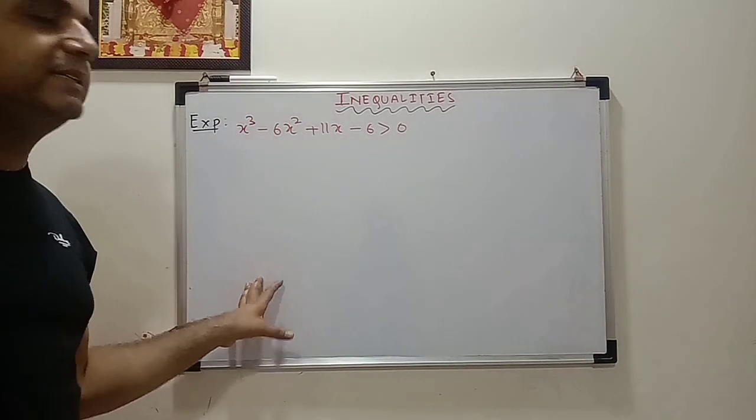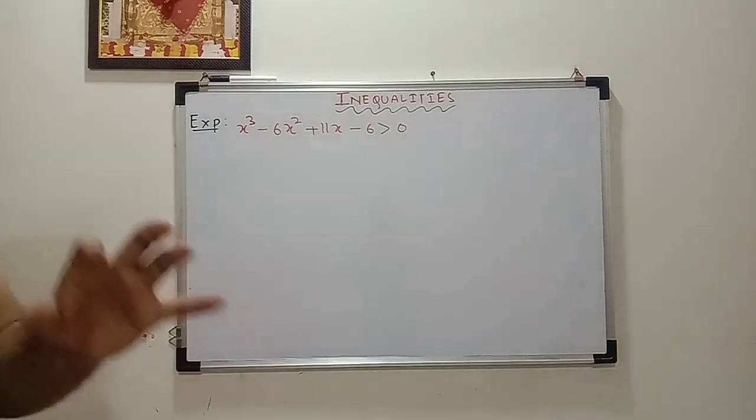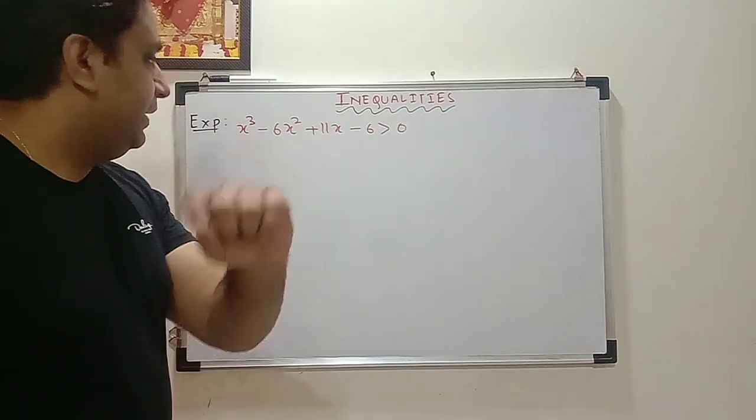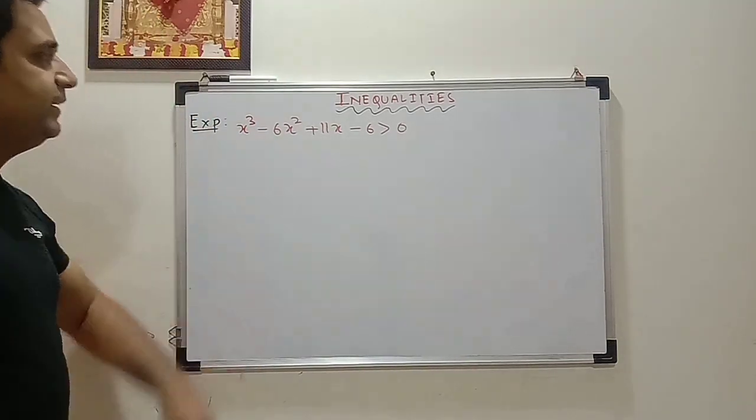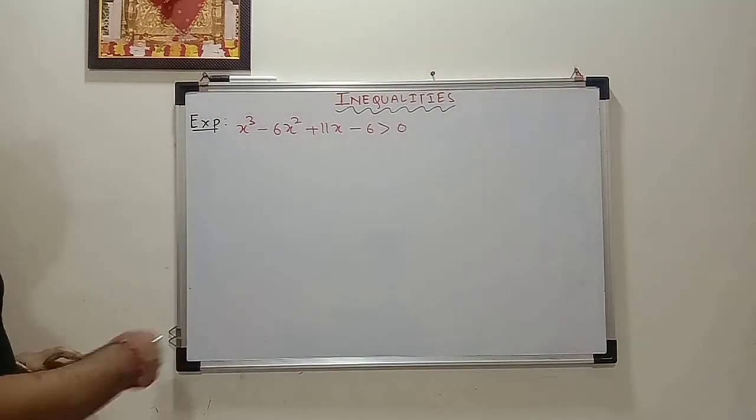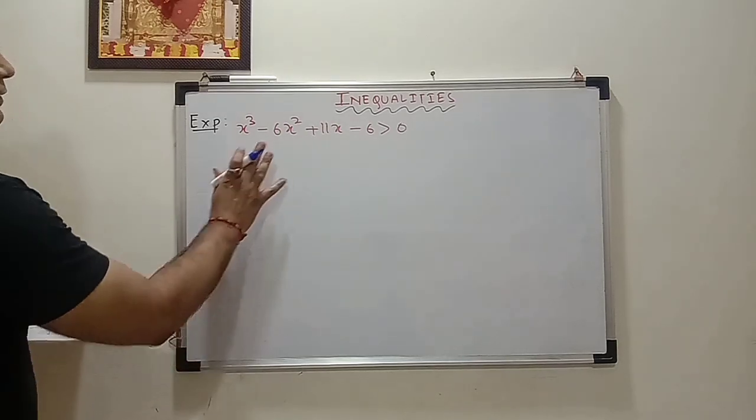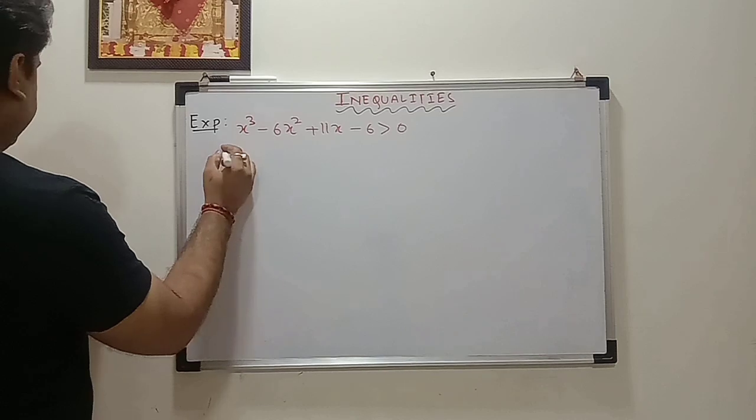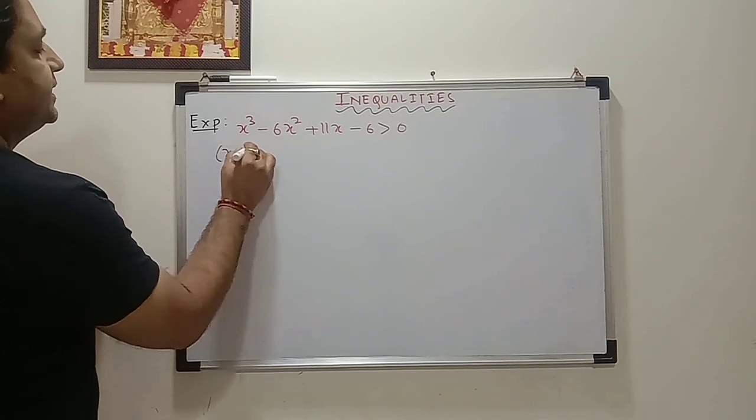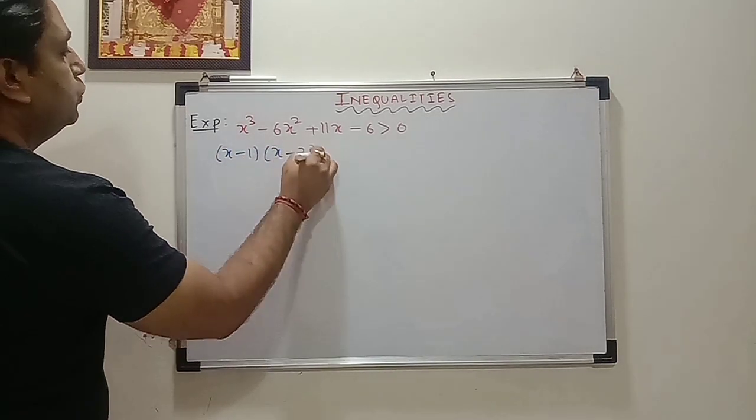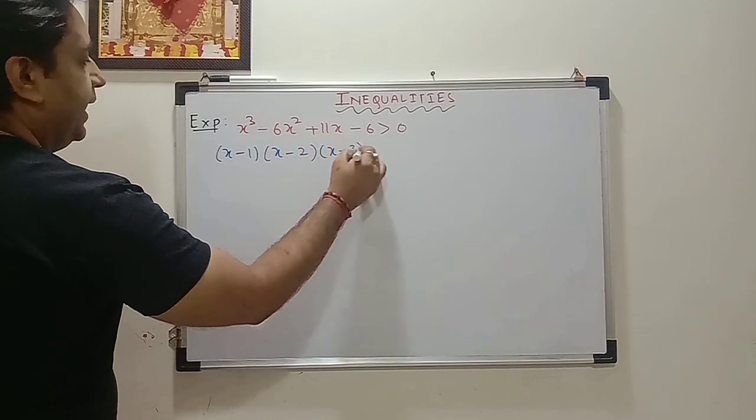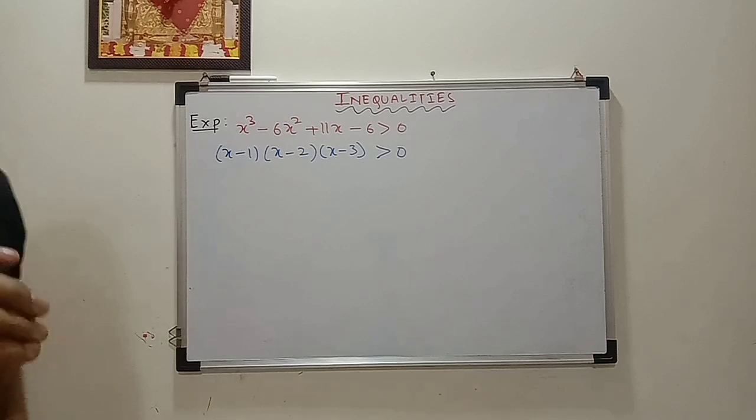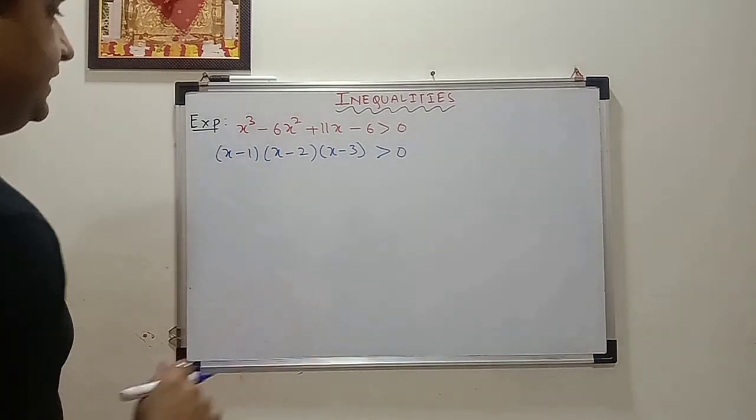I'm not going to discuss how to factorize that. If there is any problem in factorization of that expression, you can write in the message box and we'll discuss it next time. So I'm directly writing the factorization of this very famous expression. It is very simple: x minus 1, x minus 2, x minus 3, greater than 0. I hope no one has any doubts about the factorization.